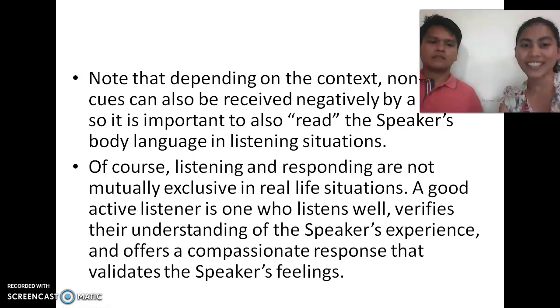Note that, depending on the context, nonverbal cues can also be received negatively by a listener. So it is important to also read the speaker's body language in listening situations. If you're the listener, you have to also see the body language of the speaker, for you to know if your intervention will receive a negative or a positive impression from the speaker.